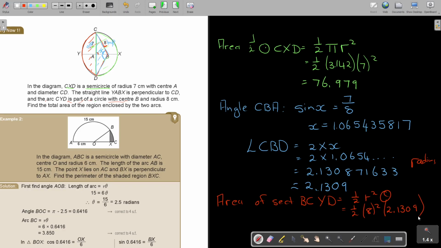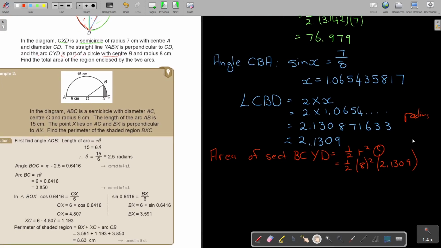2.1309. Okay. Then it will keep those decimals. So if I'm going to do that, it's 0.5 times 8 times 8 times 2.1309, and that's going to be 68.1888.